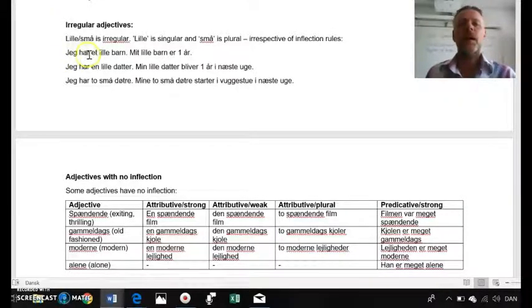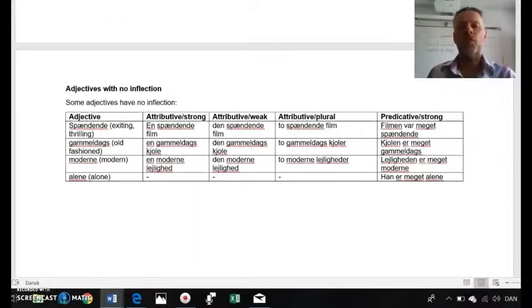Examples. Jeg har et lille barn. Mit lille barn er 1 år. Jeg har en lille datter. Min lille datter bliver 1 år i næste uge. Jeg har 2 små døtre. Mine 2 små døtre starter i vuggestue næste uge. So, lille is for singular, små is for plural.